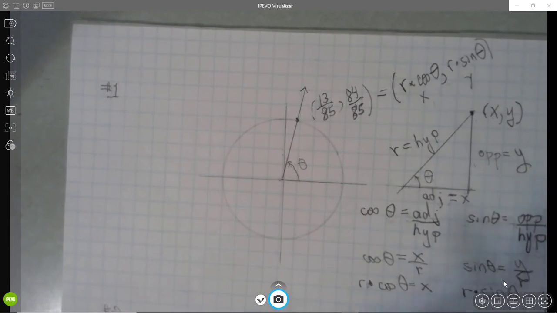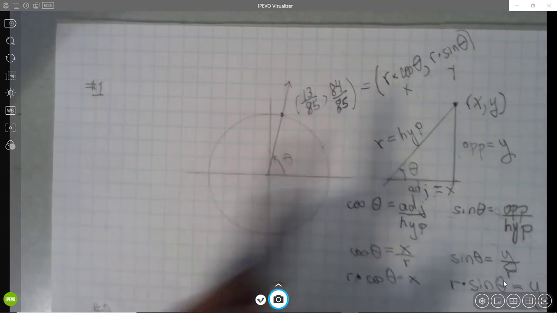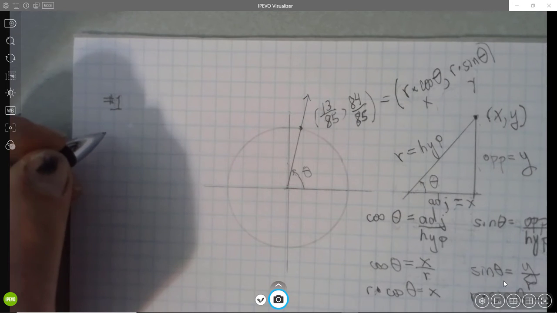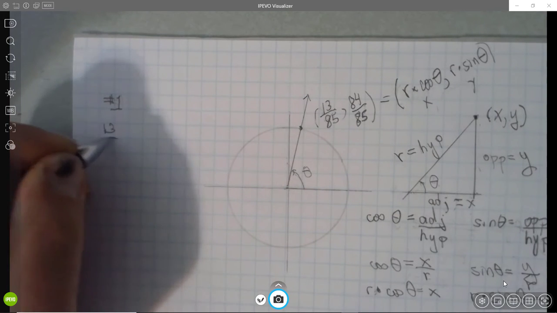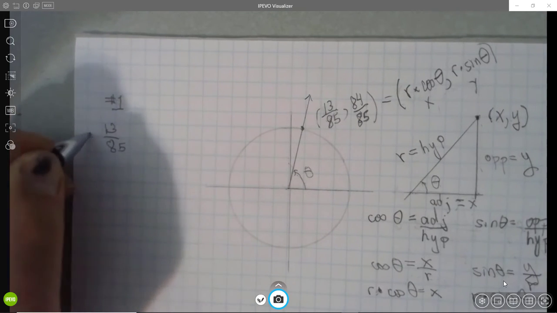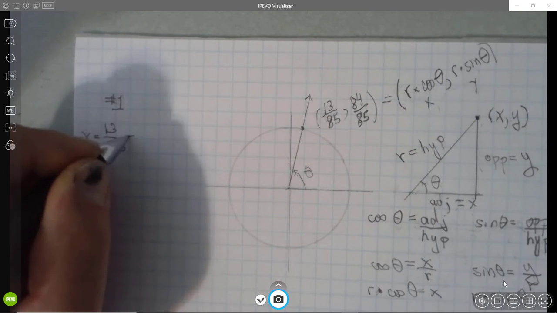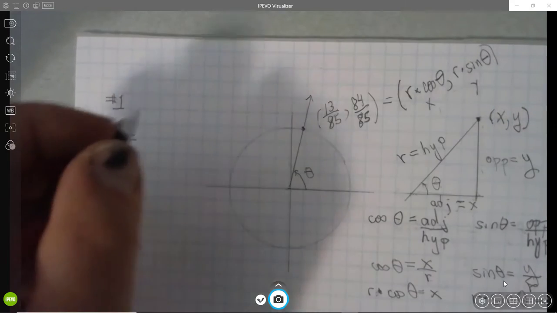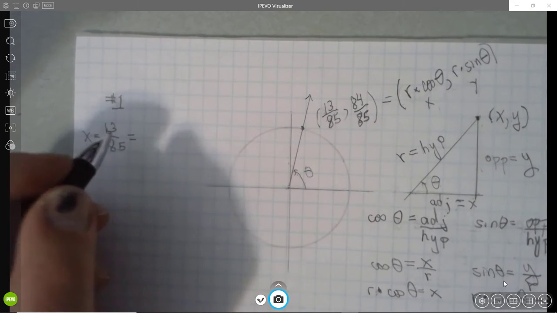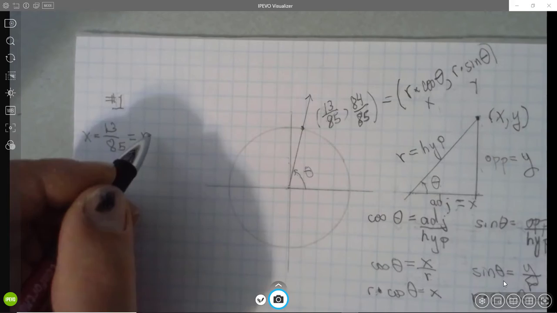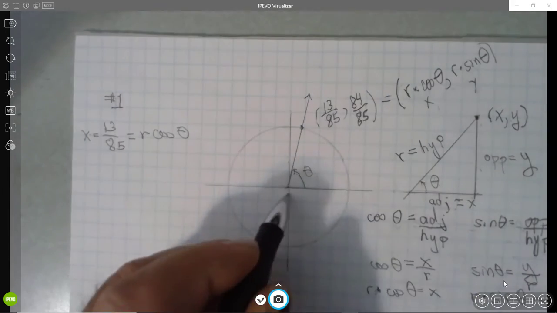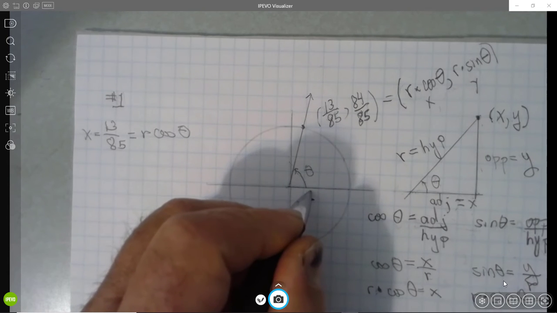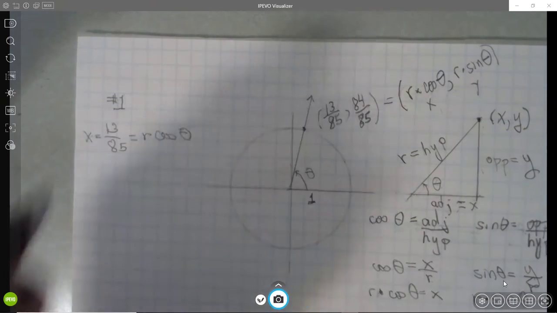All right, so let's use those formulas to figure out the angle here. We actually have two formulas that come out of this. We have x, that's 13 over 85, and let's just label that. x is equal to the radius r times the cosine of theta. Now, we could compute the radius here, but I'll just tell you ahead of time it's 1. I'll justify that in just a moment.